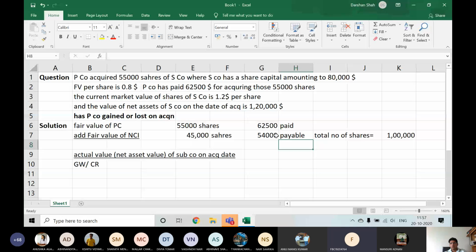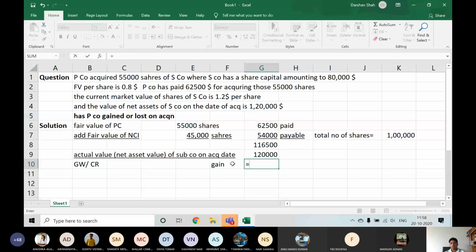So for a company whose value is 1,20,000, I am only paying 1,16,500. The company's value was supposed to be 1,20,000, but I am paying them lower. So it is a gain for my company, right? A 3,500 gain. So I'll show it as what? Gain will be shown as capital reserve, on the liability side, of 3,500.